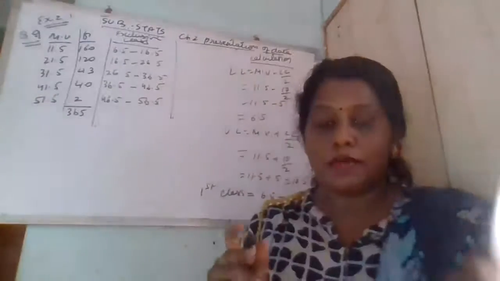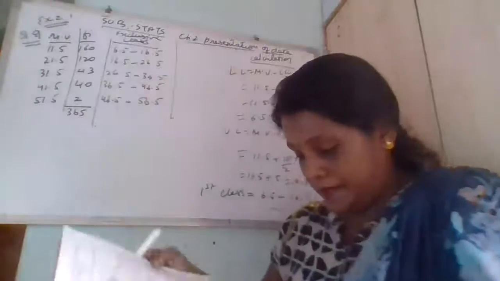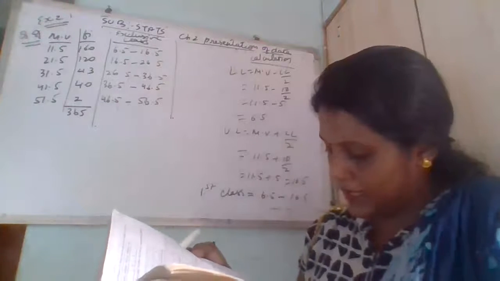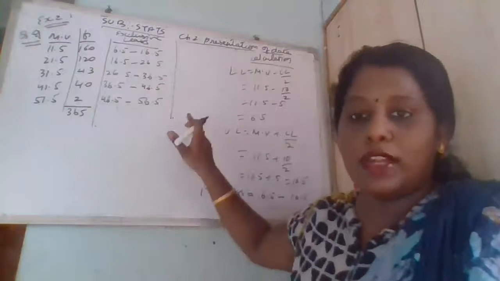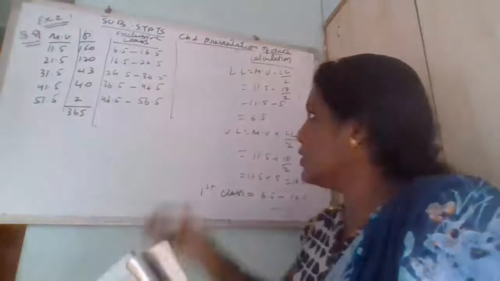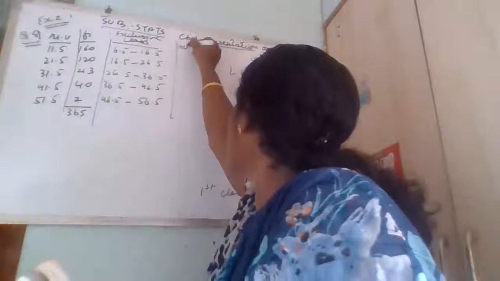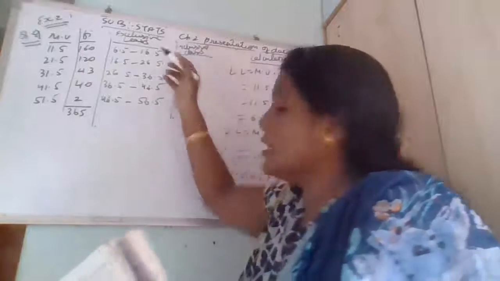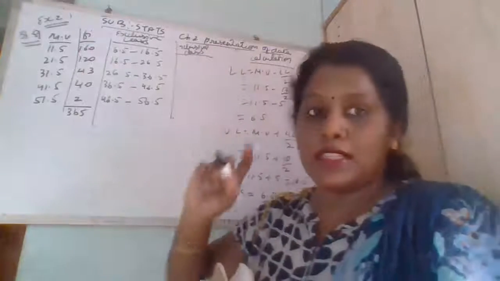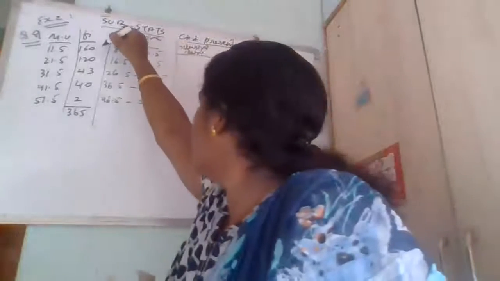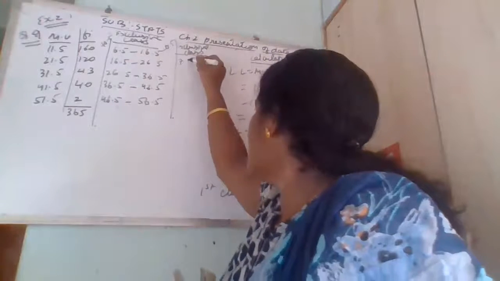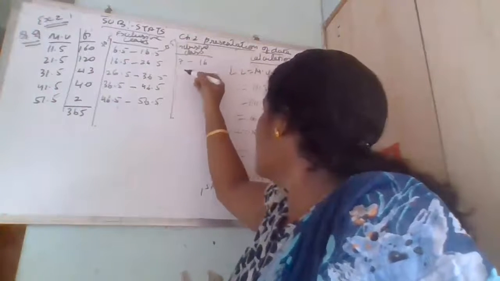Now, what you have to find is the inclusive continuous frequency. Now, this is your exclusive. Now, you have to find your inclusive frequency. What I told you when doing the exclusive into inclusive at that time: plus 0.5 and minus 0.5. That comes to 7 to 16.